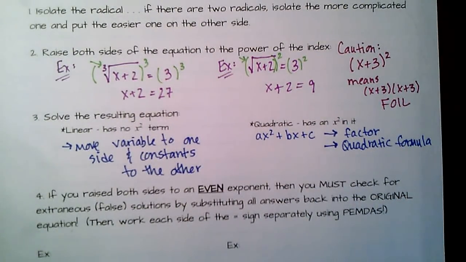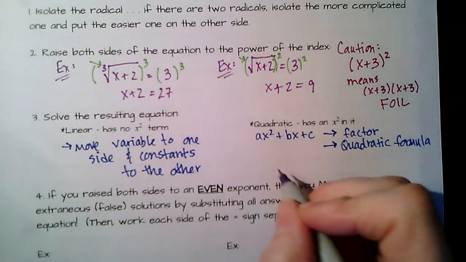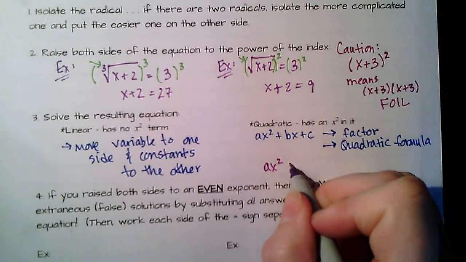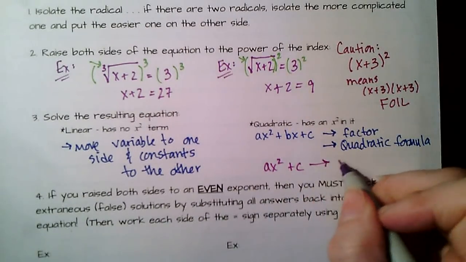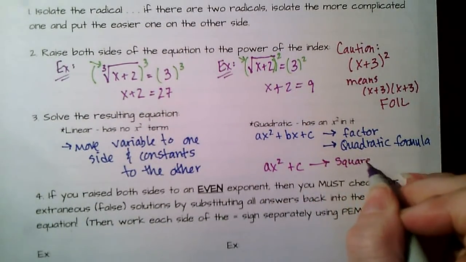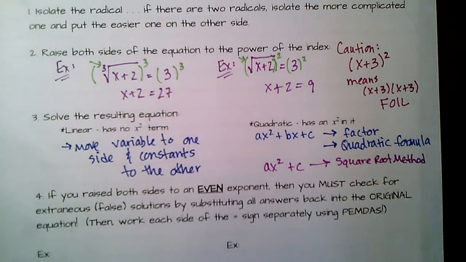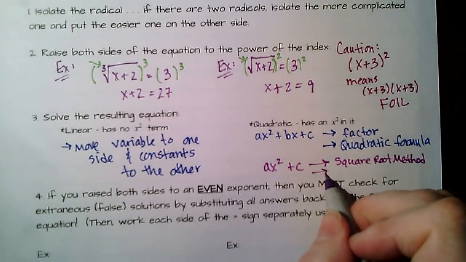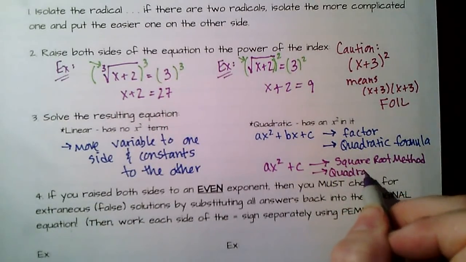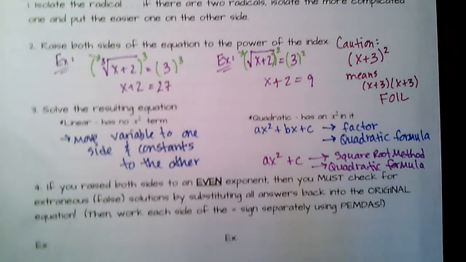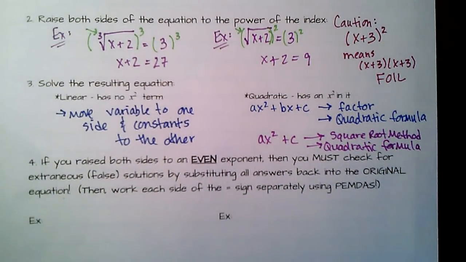If you end up with a quadratic that doesn't have an x term in it, so just ax squared, no bx term, but then plus a constant, then we can use the square root method. Or you could still use the quadratic formula. The quadratic formula will work for any quadratic equation, which is kind of nice if you are good at using it.